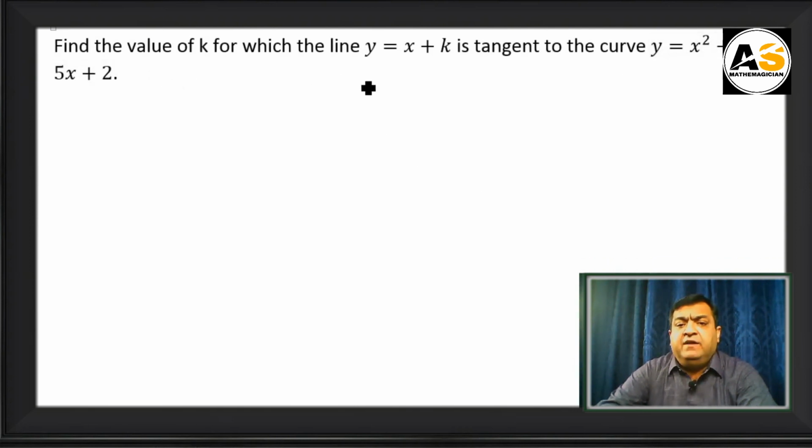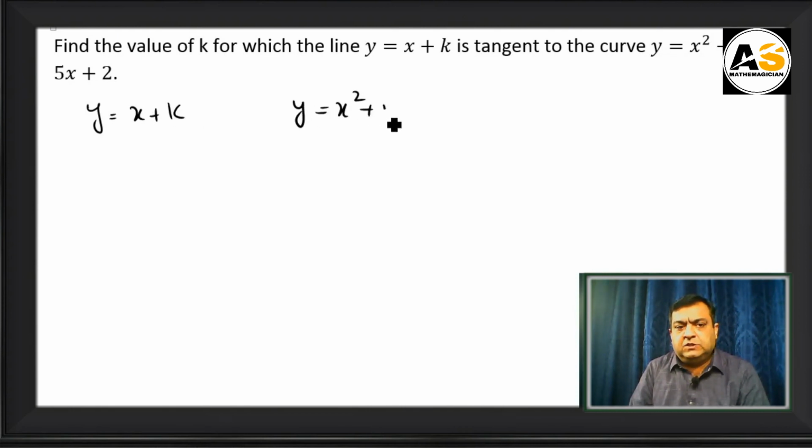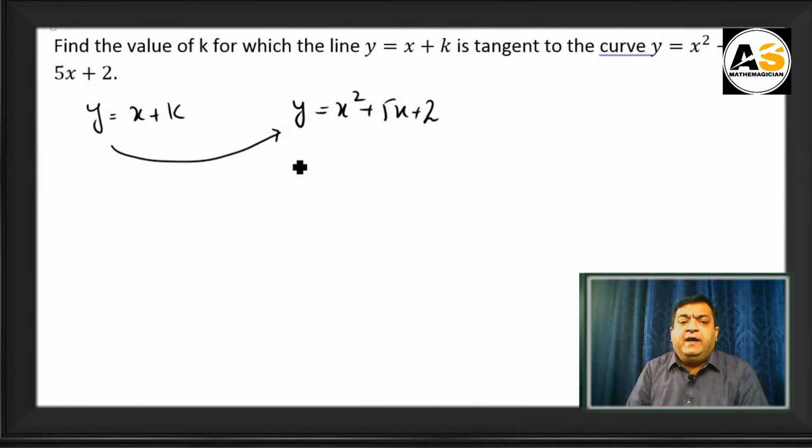Find the value of k for which this line and this curve are tangent to each other. Remember the second lesson in which we solved a linear equation and a quadratic equation simultaneously. This is the linear equation and this is the quadratic polynomial. So from here we will put the value of y to solve it.